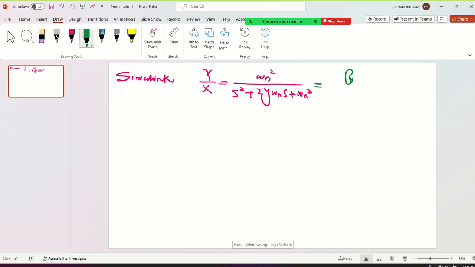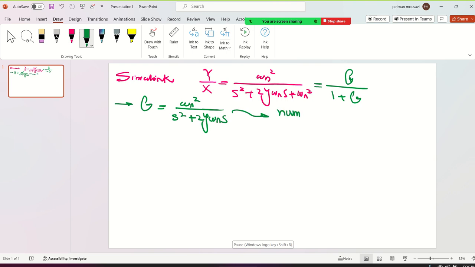The open loop transfer function, G over 1 plus G, and I told you that G is obviously omega n square over s square plus 2 zeta omega n s. Being said, in the Simulink, your num is 0, 0, omega n square for the second order system, and the den is 1, 2 zeta omega n and 0 here for the open loop transfer function.